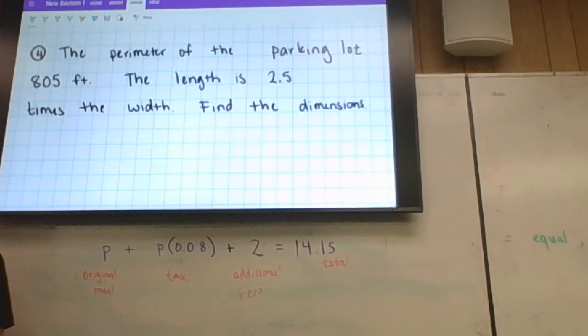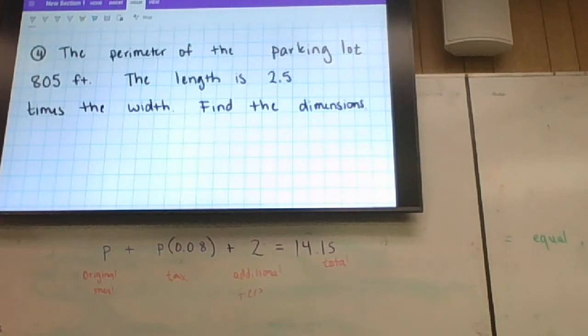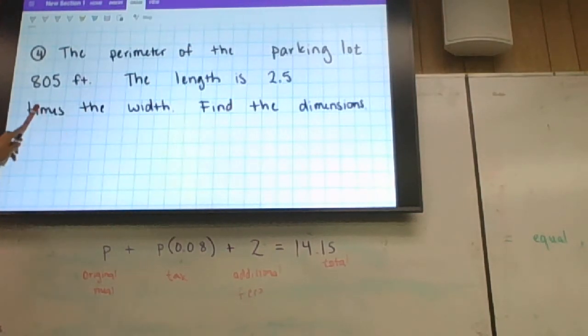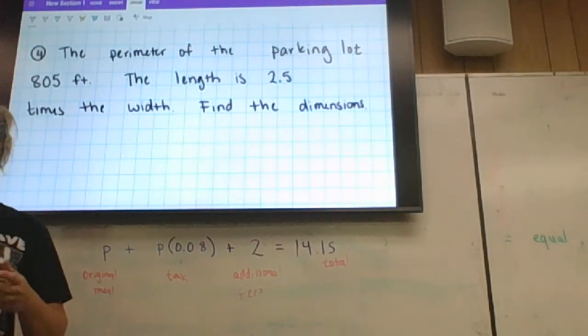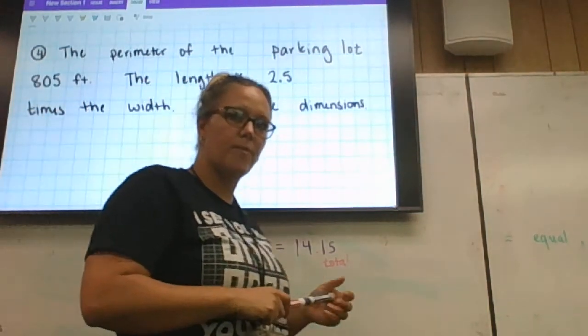I don't remember a dimension problem yesterday, but I know I wrote down the formula for perimeter for you. So go ahead and look at it. This is the perimeter of a parking lot. It's 805 feet. So if you put a fence around the parking lot, you would need 805 feet of fence. The length is, so is means equals, 2.5 times the width. Find the dimensions. All right, start by looking at your notes and writing down the formula for perimeter.